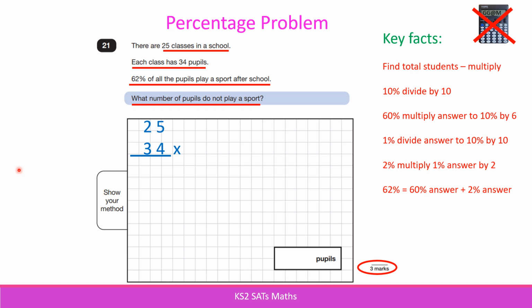Fantastic work. So to start with, you should have tried to do 25 times by 34. So we start on the right hand side, 4 times 5 is 20. So we carry a little 2 and we put the 0 down here. Then I've got 4 times 2 is 8, plus 2 gives me 10. Now I'm multiplying by 3.